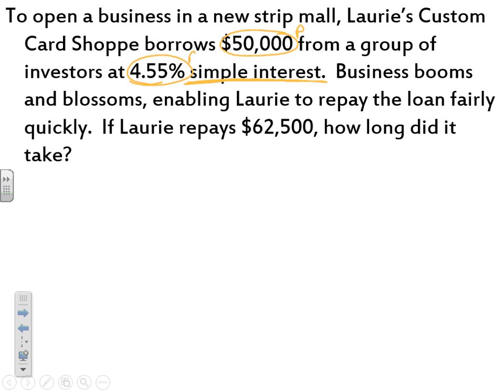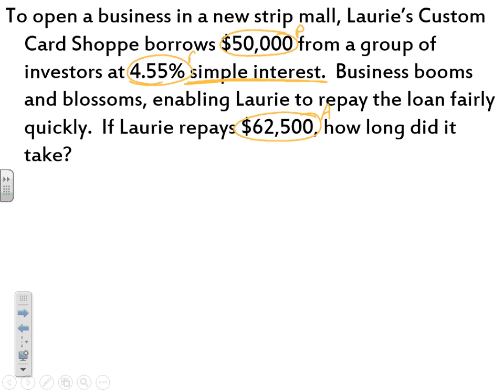Finishing it off, the business is booming, and it takes them less time to pay off the debt than they thought it would, so they wound up paying back $62,500. This is the amount that needed to be paid back based off of the principal that was borrowed and the interest rate. And what it's asking us is, how much time did it take?